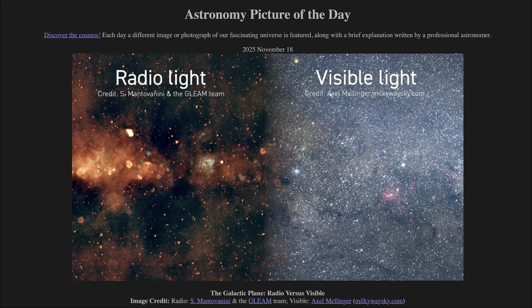Today's picture for November 18th of 2025 is titled The Galactic Plane, Radio versus Visible. So what do we see here?